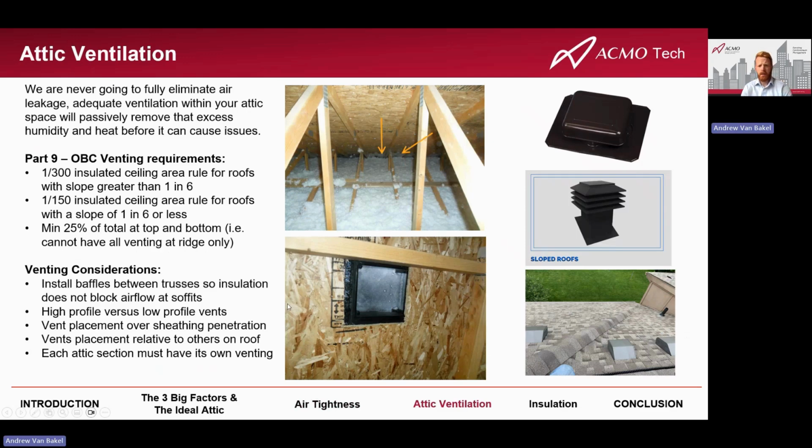Next is ventilation. We said it's very hard to achieve an airtight attic floor system. Ventilation is your fail-safe. It will passively remove any of that moisture-laden air or heat that accumulates within your attic space to eliminate any issues. So it's really important that you have good ventilation. The typical rule in Ontario, Part 9 buildings, for most sloped roofs, which are greater than 1 in 6, is you take the surface area of the attic, divide it by 300, and that's the amount of net free ventilation you need. And you can't have all your ventilation at the ridge, or you can't have it all at the eaves. It's got to be a combination of both.